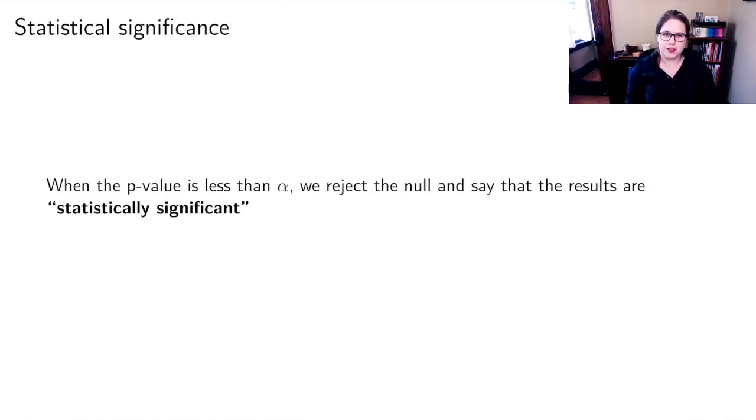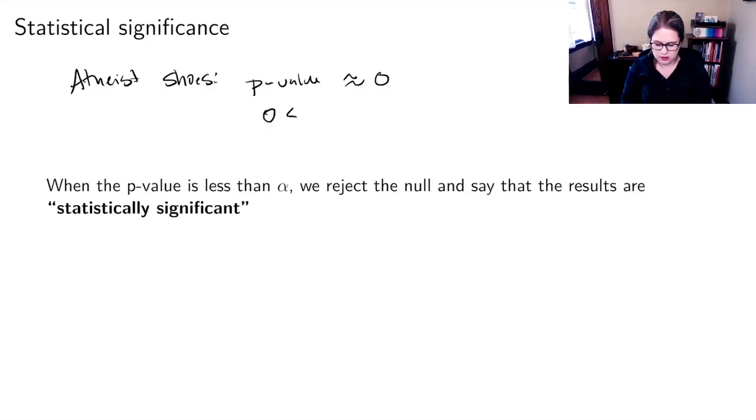There's a term, statistical significance. If our p-value is less than alpha, we're going to reject the null, and we're going to say that the results are statistically significant. So in the atheist shoes example, our p-value was approximately 0. 0 is less than 0.05, so the results are statistically significant.